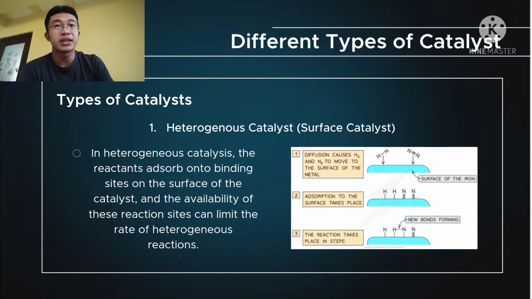So, sa image, makikita ang kulay blue, yan yung catalyst, which is an iron. Tapos, yung H2 and yung N2 are the reactants. So, nag-approach sila, nag-stick sila sa surface ng catalyst, tapos, reaction takes place and new bonds are formed. Tapos, aalis na sila para makapag-catalyze pa yung catalyst ng ibang reaction.